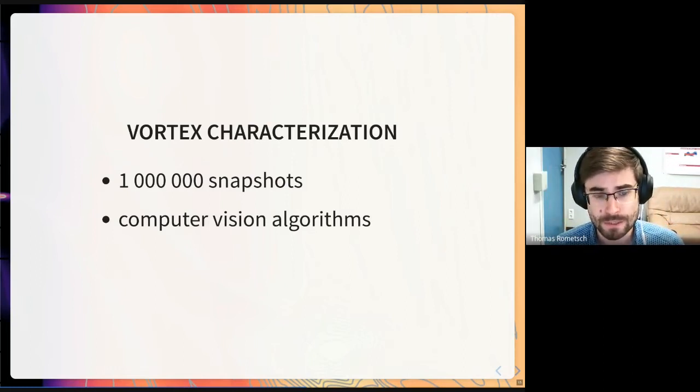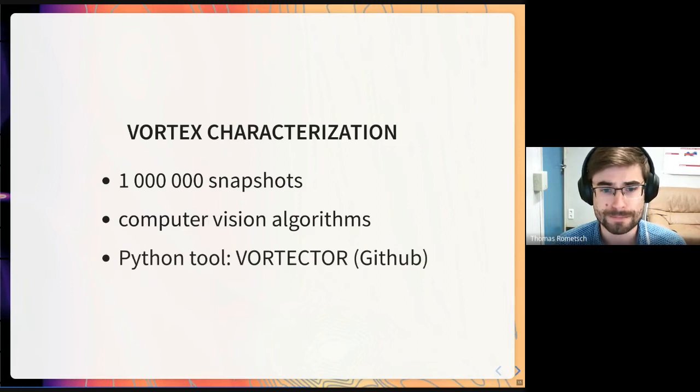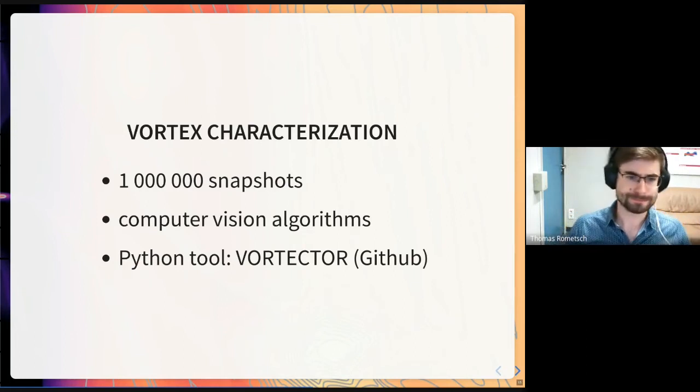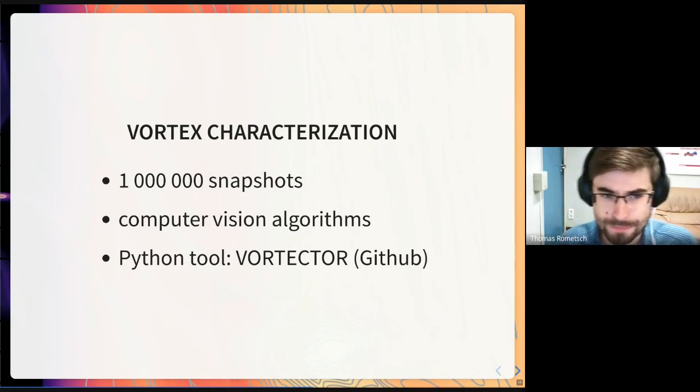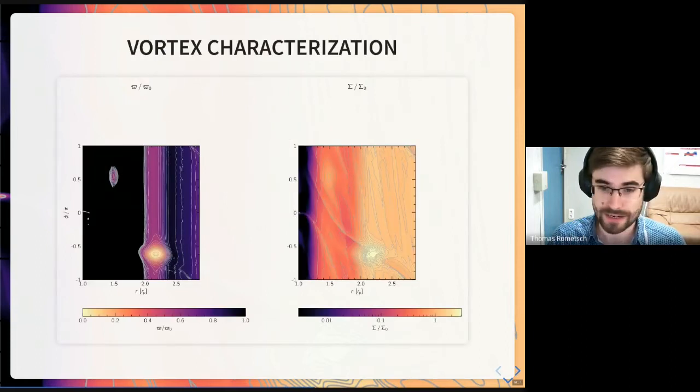So here, what I developed is a detection algorithm using some computer vision algorithms. The result of that is a cool tool called Vortector. It comes from vortex detector. It sounds a little bit like a superhero, which is, of course, no coincidence. And it's available on GitHub.